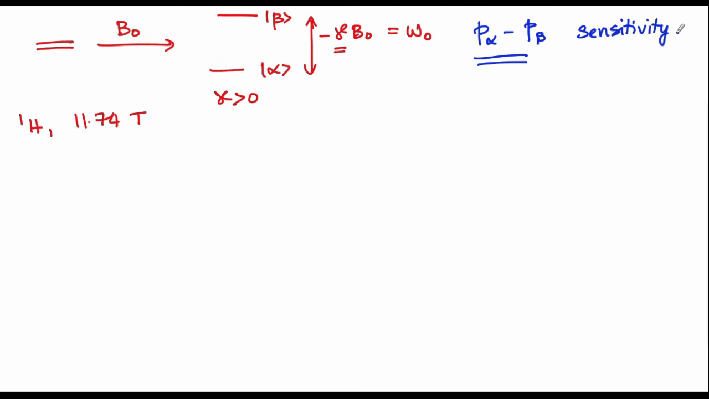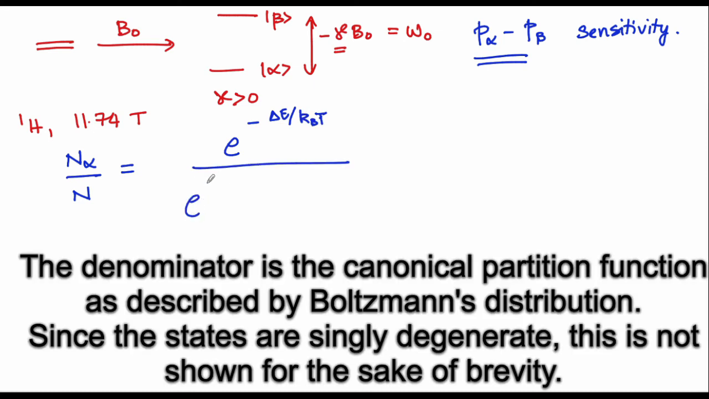On the other hand, we started with the premise that NMR is an insensitive technique. We will take a look at why this is indeed the case. So let's take a look at what is the fraction of molecules that will be present in the state alpha. That is going to be given by the Boltzmann distribution, which is e power minus delta E by kBT, where kB is the Boltzmann constant, divided by e power minus E alpha by kBT plus e power minus E beta by kBT.